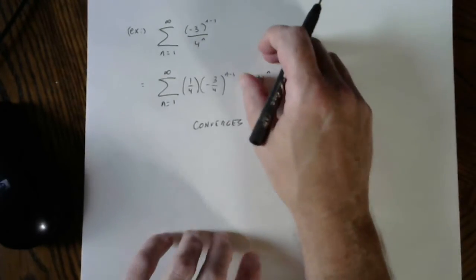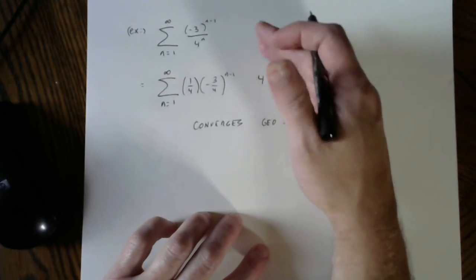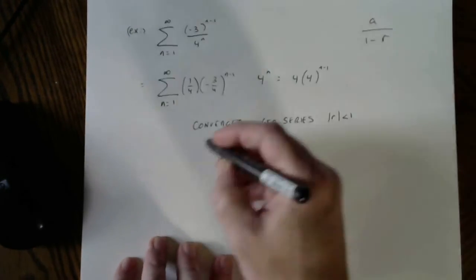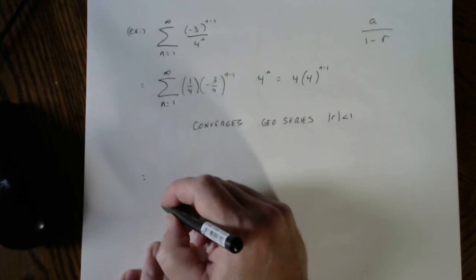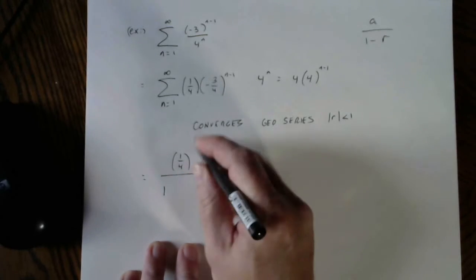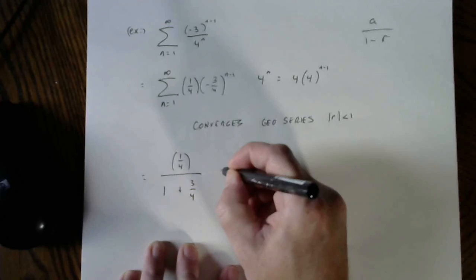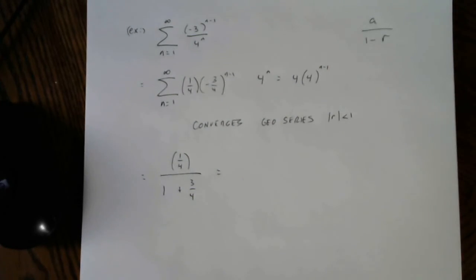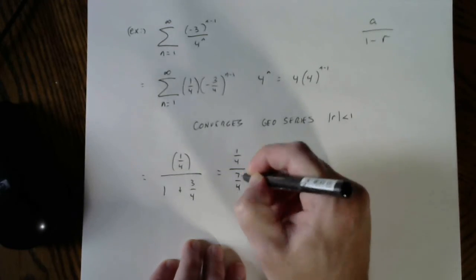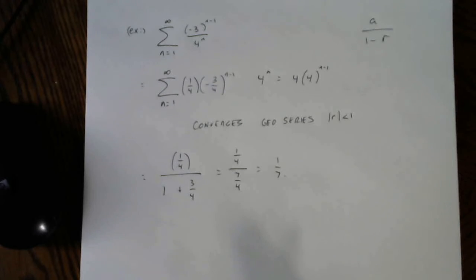And you would be asked to determine the sum. Given that it converges, what does it converge to? Keep in mind that value is A over 1 minus R. So I'm going to say that this is A over 1 minus R, keeping in mind R is negative 3/4. So I have 1/4 over 7/4. And if I flip this, I have 1/7.